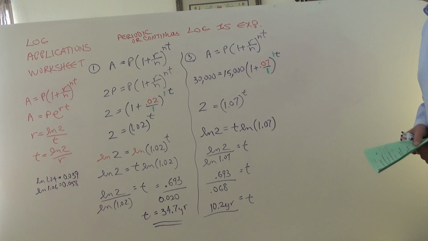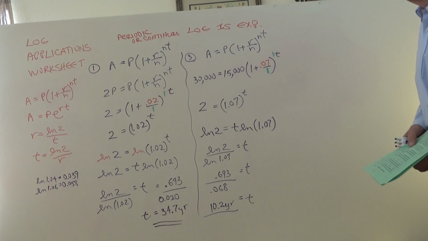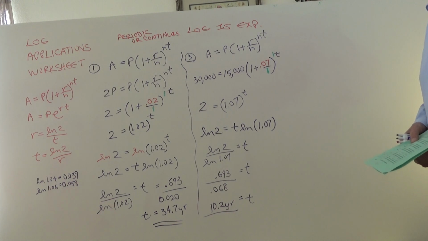So if you're told, how long will it take for something to double continuously, you can use this formula. Or if you just want to know what the rate is for doubling continuously, you can use either of those two formulas. One involves the rate, the r, and the other involves the t, the time. We'll discuss those when we get to the problems.